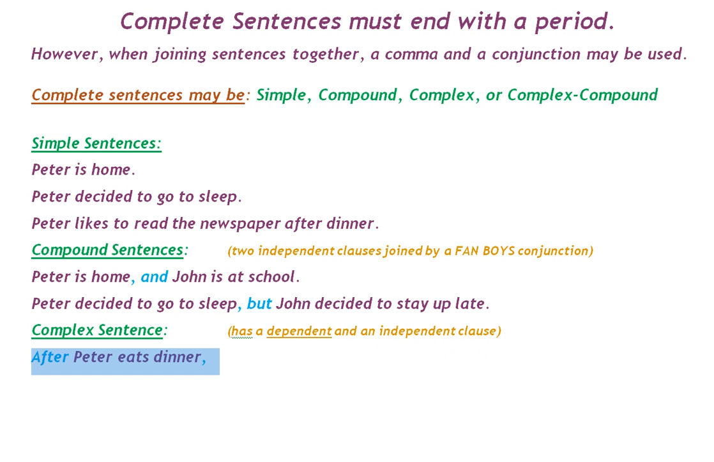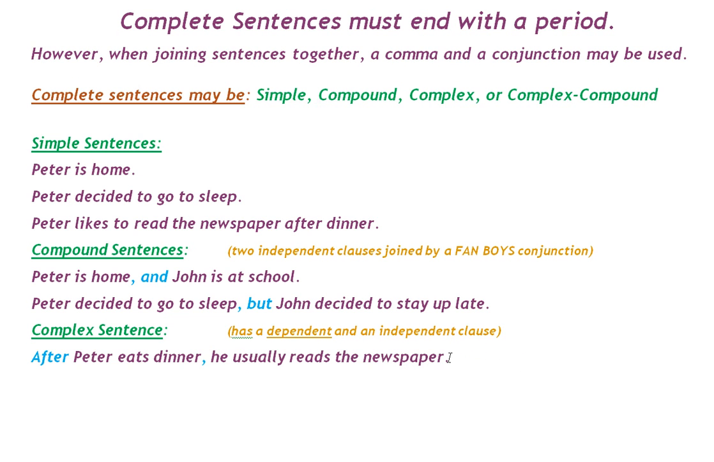After Peter eats dinner. Now, if we don't have the word after, if we only have Peter eats dinner, that will be an independent, complete thought. But because we have the word after, it makes the whole clause dependent on more information. After Peter eats dinner, what happened? What happened after Peter eats dinner? So we need more information. So this clause is dependent. He usually reads the newspaper. He usually reads the newspaper is independent. It doesn't need any other information to make sense by itself. So a complex sentence has a dependent clause and an independent clause.